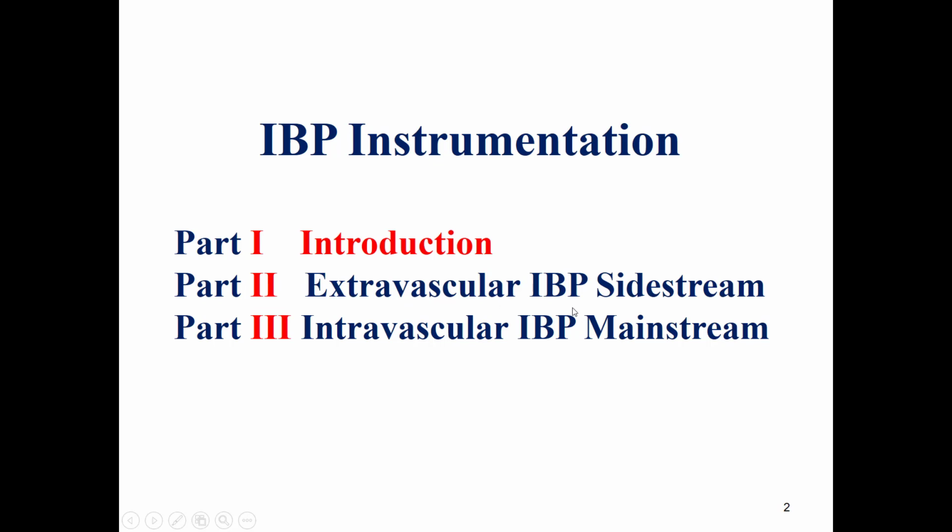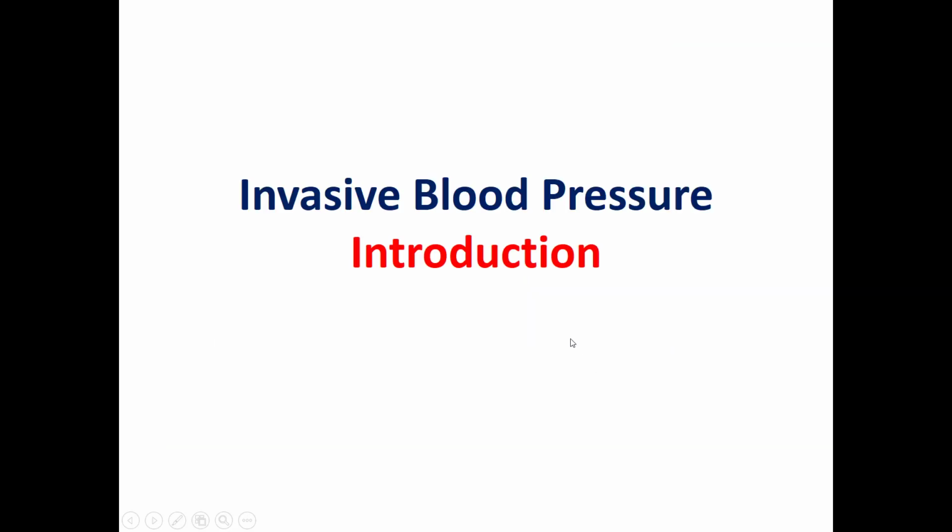Another name for the extravascular is side stream, and another name for the intravascular is mainstream. We will start now with an introduction about the invasive blood pressure.